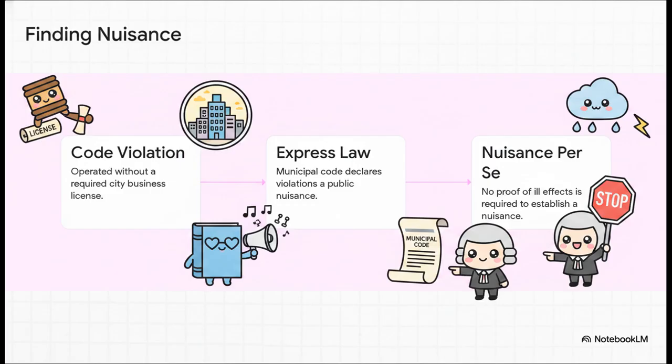This is a massive takeaway for our law student notes. A nuisance per se happens when a legislative body exercises its power to explicitly declare that a certain activity is a nuisance just by its very existence. If the law expressly declares it, the court says no further inquiry is needed. You don't have to prove noise or smells or traffic issues. The mere fact that it violates the municipal code makes it a public nuisance that can be shut down immediately.